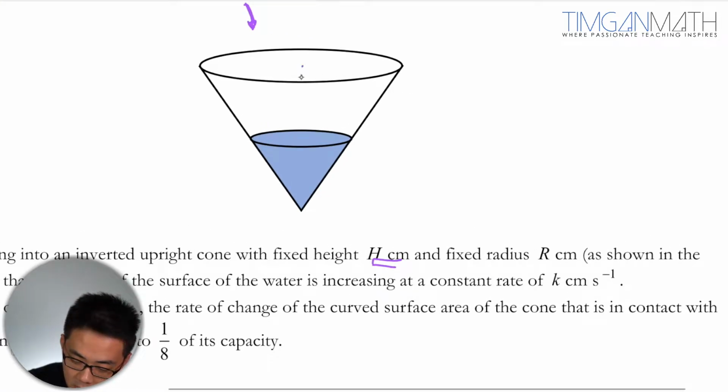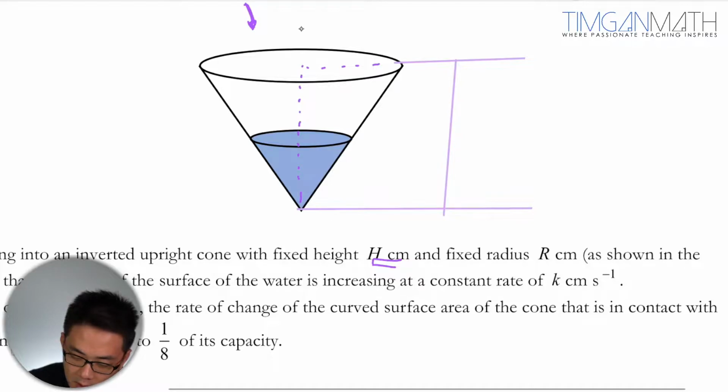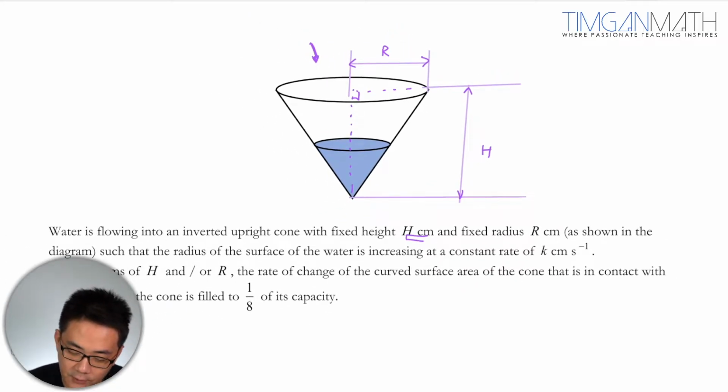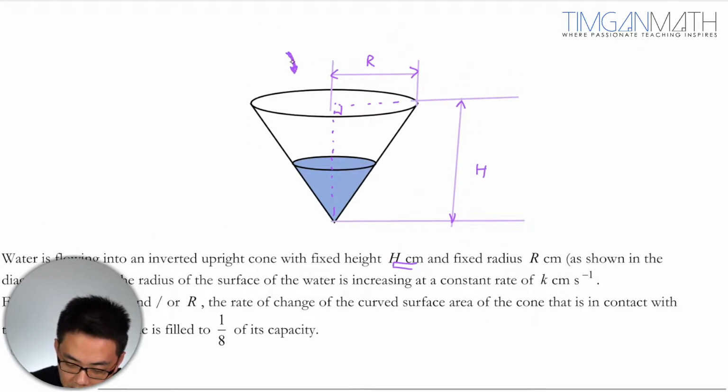So I'm going to just draw it out because very likely you need it. In this case, this height here corresponds to h, and then this length here corresponds to r. So this is big R, then this is h. This is 90 degrees.